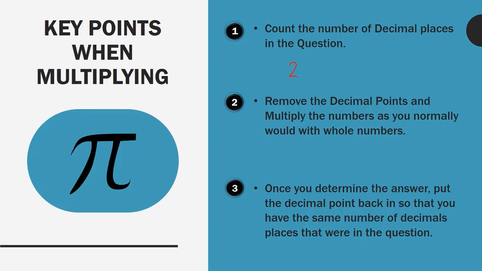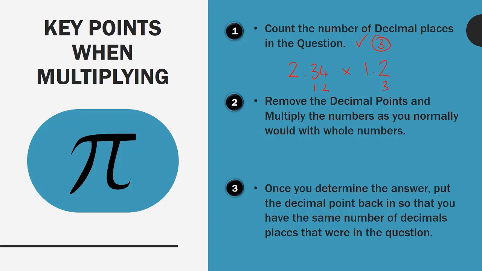I'm going to write, let's say, 2.34 times 1.2, okay? So the first thing we need to do is count the number of decimal places in the question. So remember, decimal places are the digits that come after the decimal point. So in this one, we've got 1, 2, and over here we've got 1 as well, which means that we have 3 decimal places in this question, okay? So the answer there is 3.